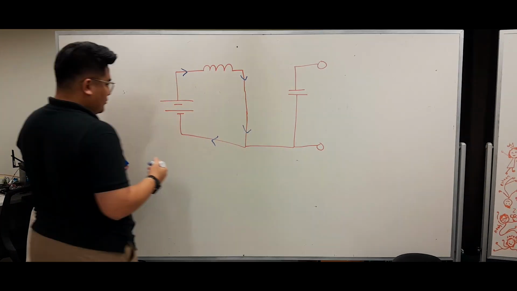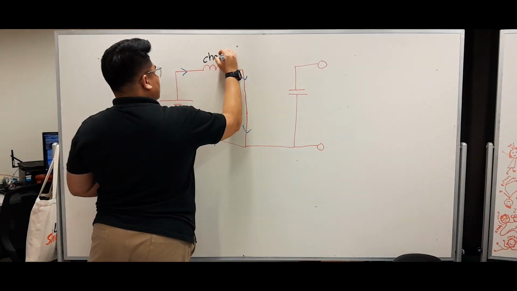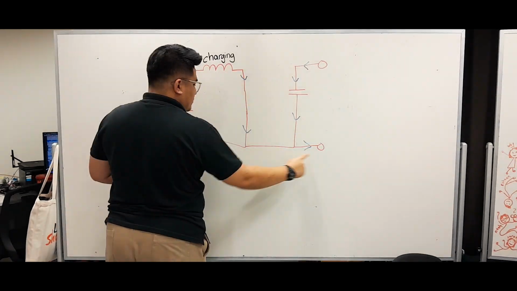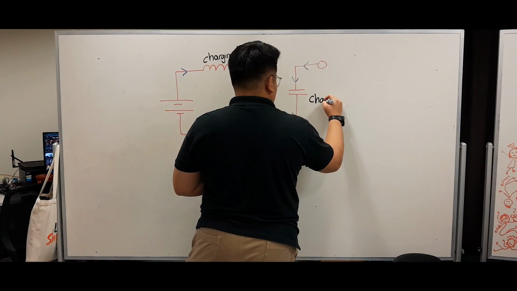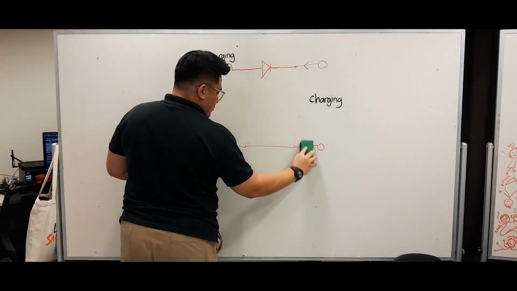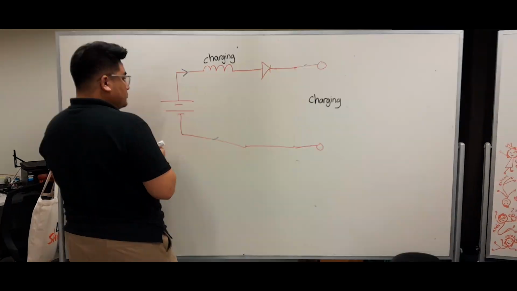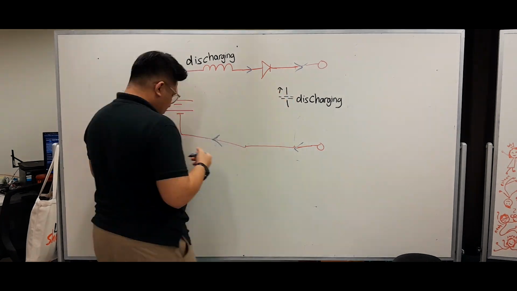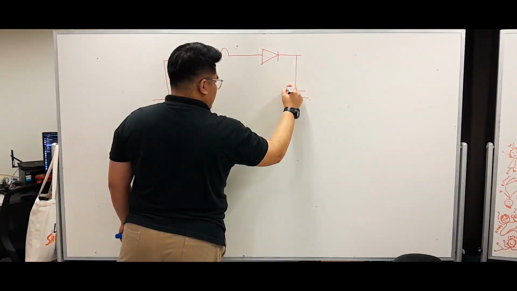For the first mode, when the switch is on, it will put the inductor and the capacitor in charging mode. And the second mode, when the diode is on and the switch is off, this will cause the inductor and the capacitor to discharge.